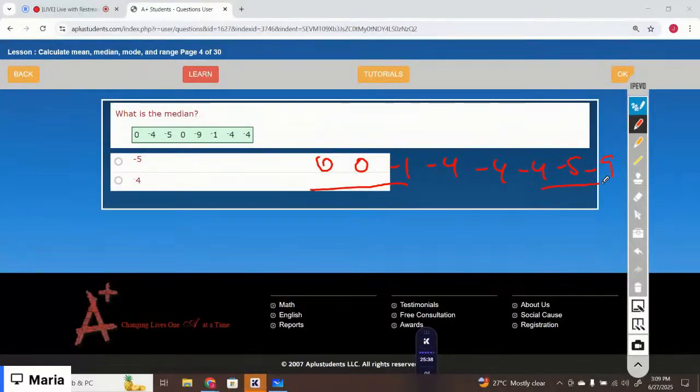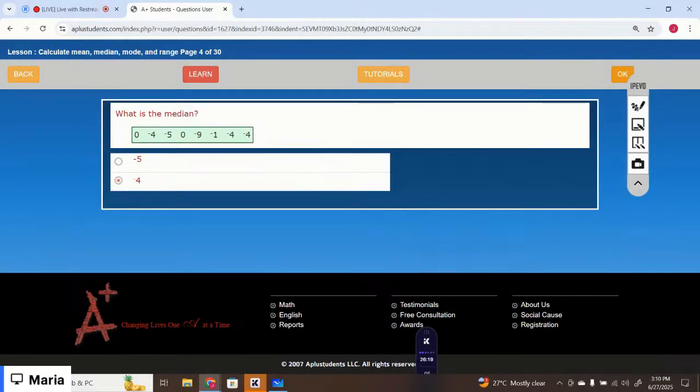So you will have 1, 2, 3, 1, 2, 3, 4. The two numbers exactly in the middle are -4 and -4, right? So just add them and divide by 2. The median is -4. So the correct option is -4.